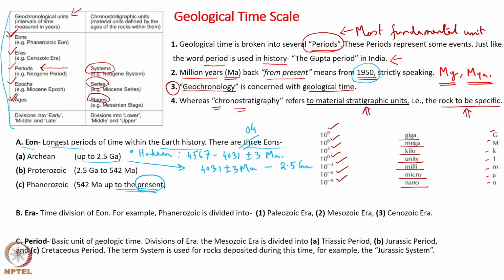Now, eon is divided into several eras. As I am writing here, this is the time division of eon, and just for example, Phanerozoic, that means this one, this time is divided into Paleozoic era, Mesozoic era and the Cenozoic era.